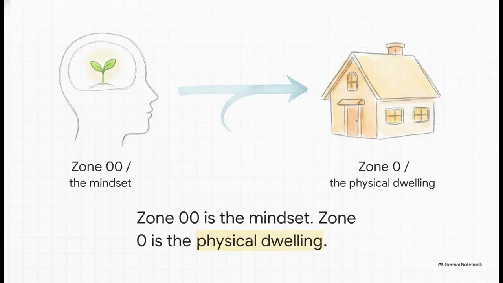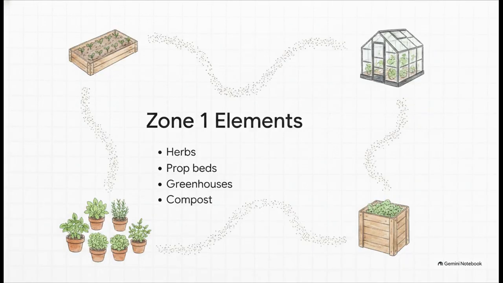So zone 00 is where we resolve our planning conflicts, define our goals, and honestly assess our own health and limitations. Zone 0 then is the physical dwelling, the house, or maybe the community center. It is the absolute hub where all available on-site human energy originates. Just outside that hub is Zone 1.